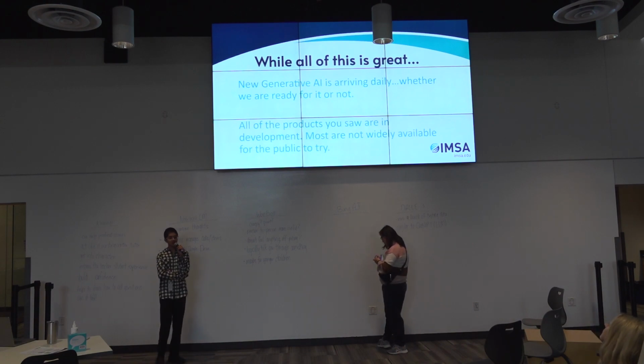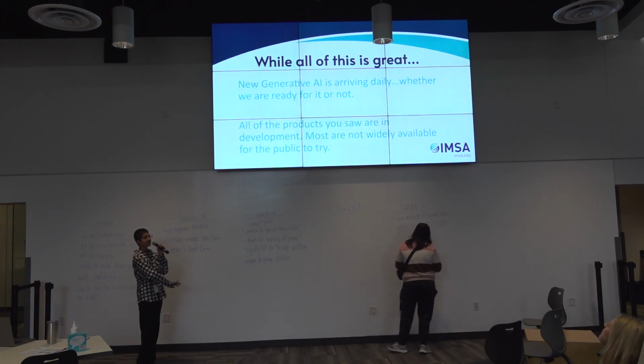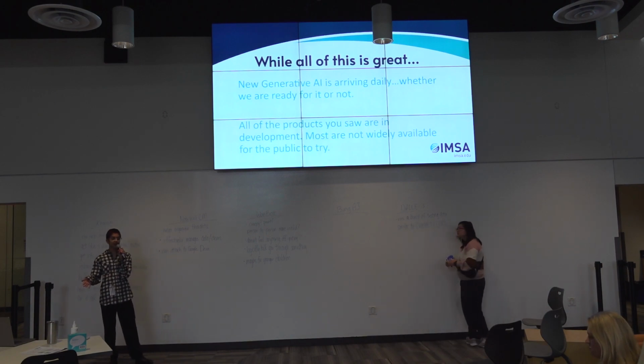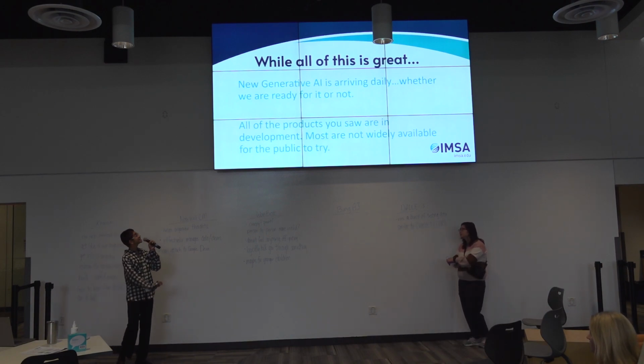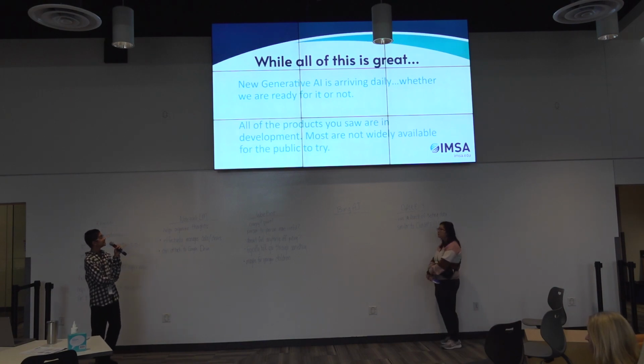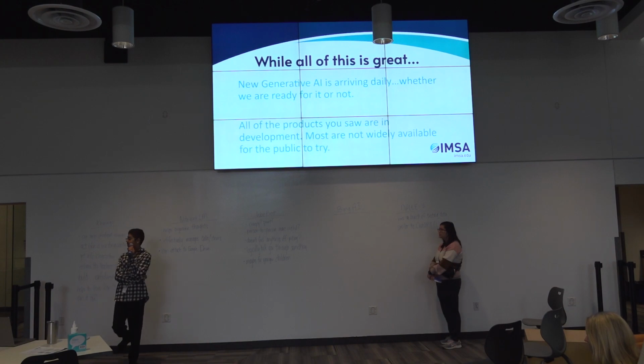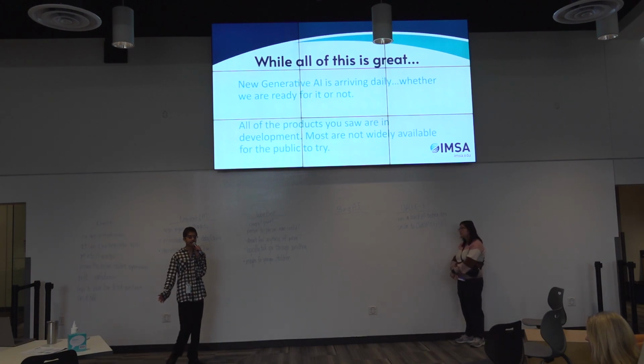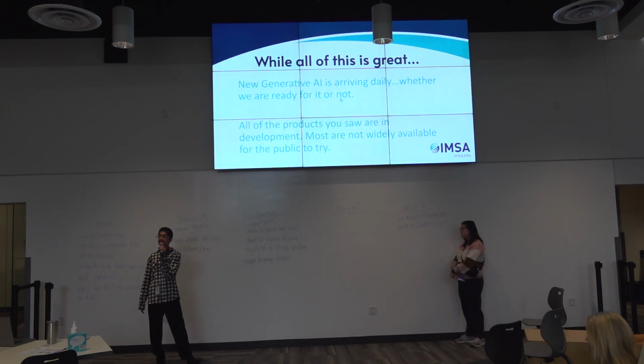This is just, I guess, a disclaimer, but while there are so many AI tools out there that have so many different applications, it's also important to understand that new generative AI is arriving daily, whether we are ready for it or not. So we have to consider all of these tools and their implications, especially in education, because so many of these tools have positive or negative implications for the state of education right now. That's important to consider because AI is rapidly emerging. Really, there's nothing we can do about it. We have to adapt to these new technologies.